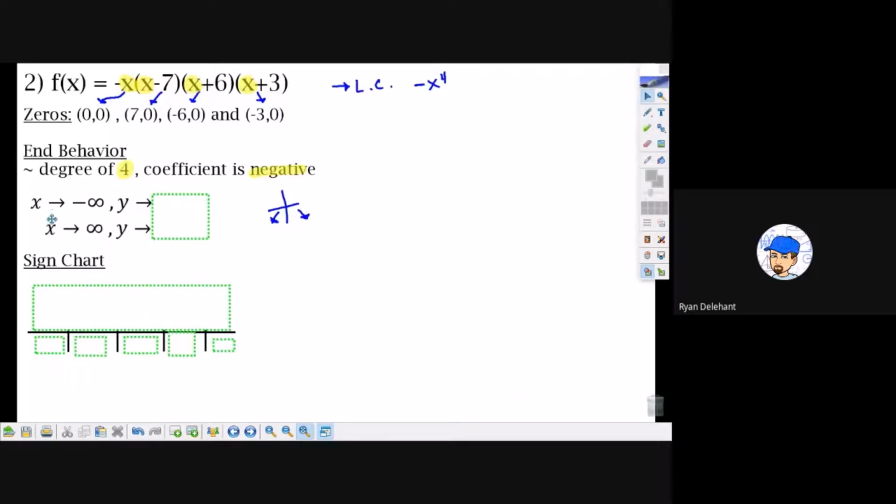Again, I'm not worried about this notation per se. I include it because it was in the notes and it's something you might see. As we go to the left, the graph goes down to negative infinity. As x goes to the right, which is where positive infinity is, we're going to go downward to negative infinity.